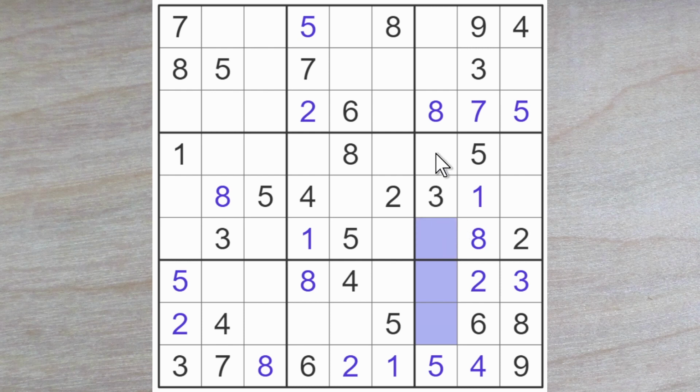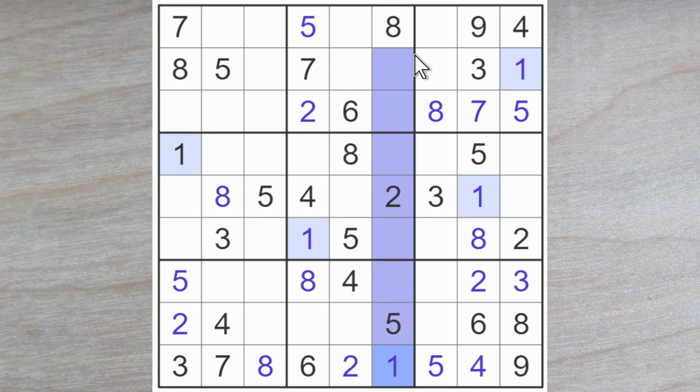Now these 2 squares must be a 1 and a 7. And we know that these 2 squares must be a 4 and a 9. Therefore, these 2 squares must be a 6 and a 2. And that's not extremely helpful now, except that if these are a 6 and a 2, then it follows that this must be a 1.